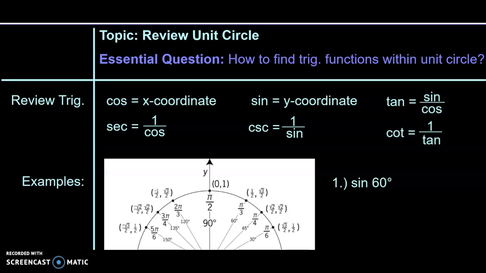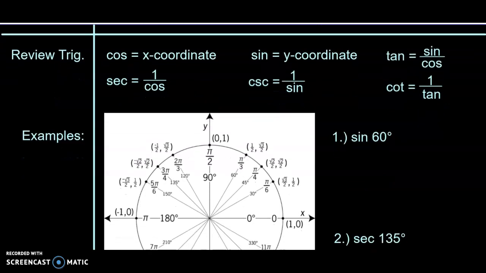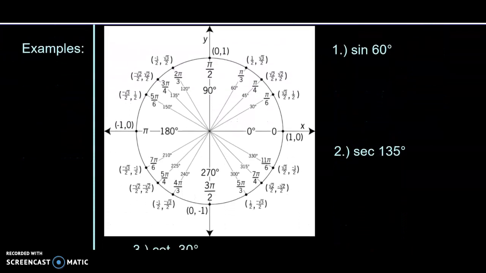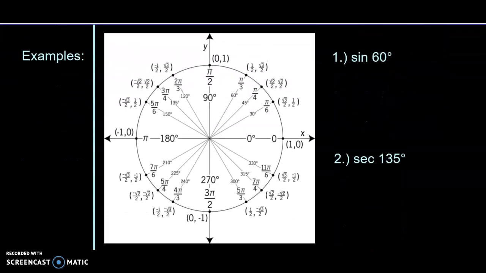Just to review, remember that in a unit circle, when we ended up labeling, cosine represents our x coordinate. Sine is our y coordinate. And how do we find tangent? Just by taking sine over cosine. And then secant is 1 over cosine. Cosecant is 1 over sine. And cotangent is 1 over tan. So we're going to do some examples together. Hopefully that helps. So we have our unit circle right here.